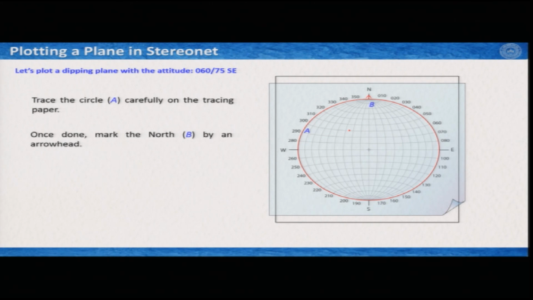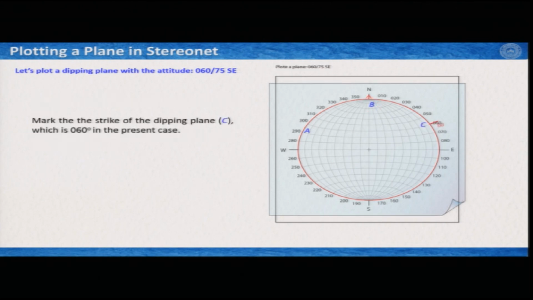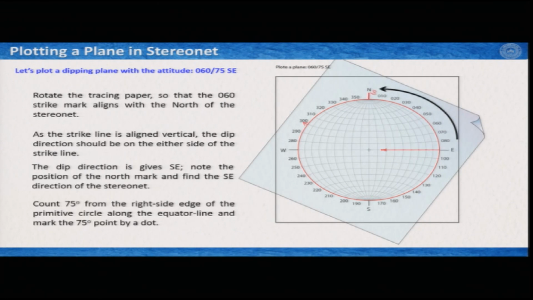Again, you trace the primitive circle on the tracing paper, and you mark the north, which is here the point B on the tracing paper. Now, as the strike is 60 degrees, in a very similar way you mark the strike 60 degree on the tracing paper the way it is done in the previous step, and this time you do not align this 60 degree towards the east or west, you align this to the north. So, you rotate the Stereonet in such a way that this 60 degree mark aligns to the north of the Stereonet.